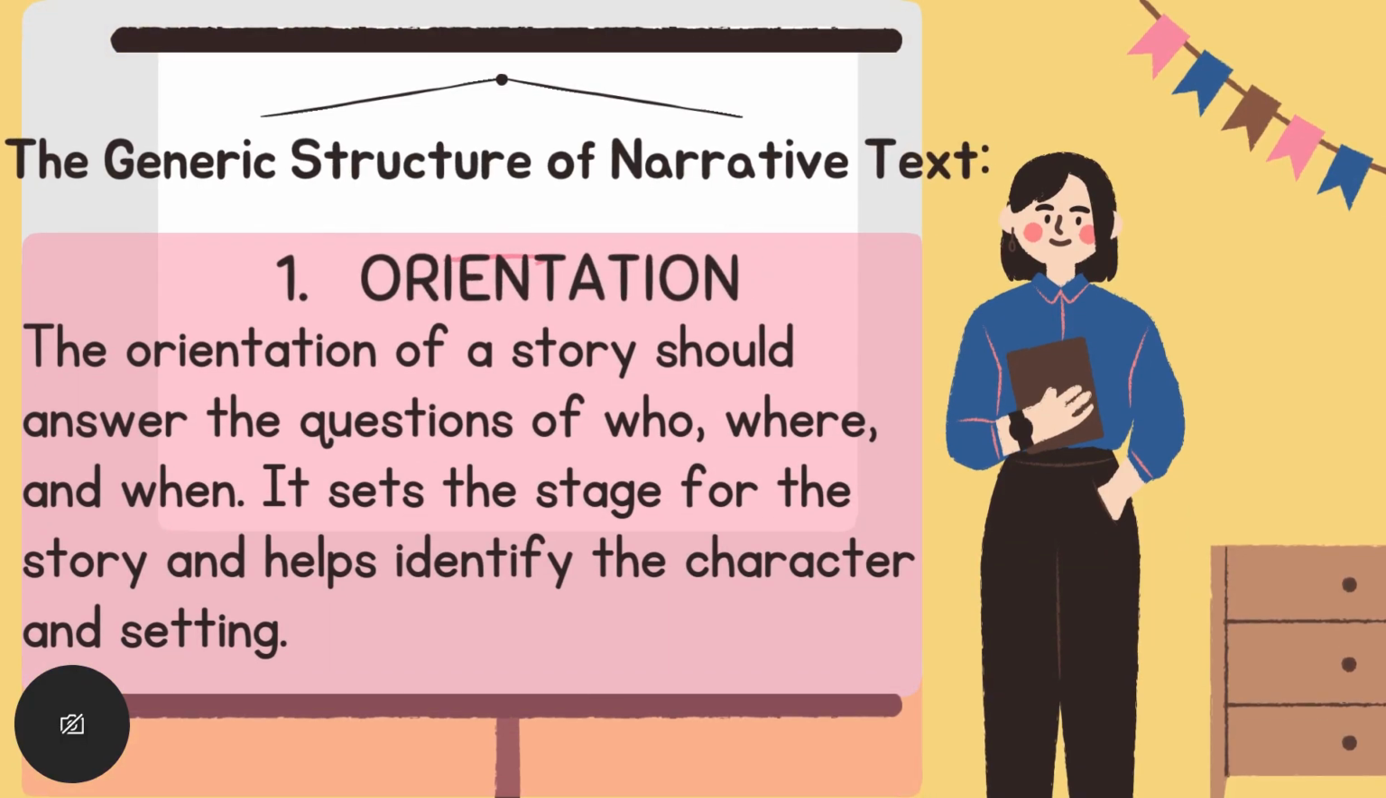Next, the generic structure of narrative text explanations. Number 1. Orientation. The orientation of a story should answer the questions of who, where, and when. It sets the stage for the story and helps identify the character and setting.